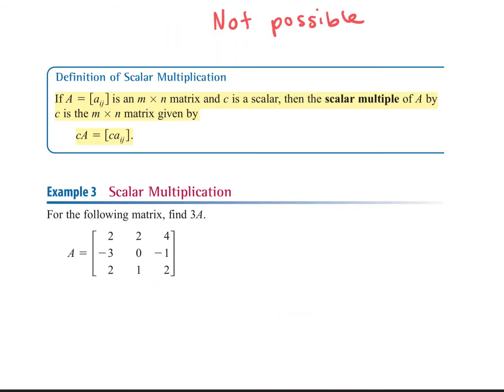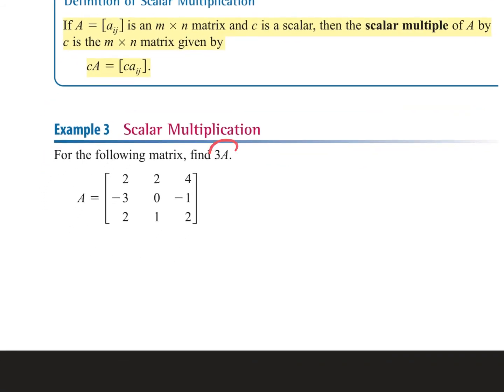All right, next we have scalar multiplication in our matrices. This is just multiplying by a number out front. When we multiply our matrix by a number, you have to distribute it to everything inside the matrix. So for example, we need to find 3A. I'm multiplying my matrix here by 3, so 3 is my scalar. I have to make sure I distribute that 3 to everything inside the matrix.